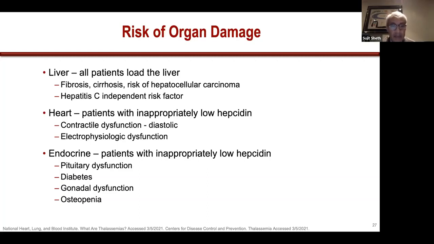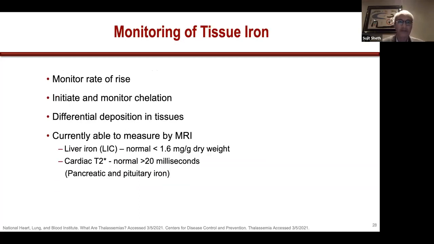Endocrine abnormalities involve pituitary dysfunction, particularly in children where you have impaired growth and development, a delay in achieving puberty. The endocrine pancreas might be involved, and that might lead to diabetes. You have gonadal dysfunction, osteopenia, hypothyroidism, hypoparathyroidism. All of those organs are particularly sensitive to the effects of increased amounts of iron.